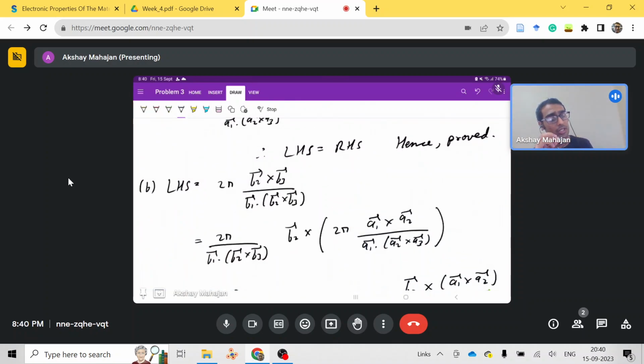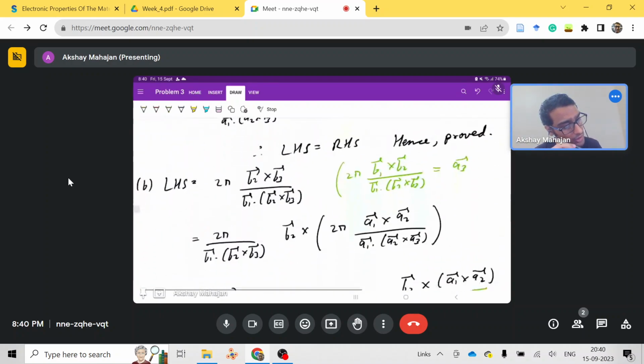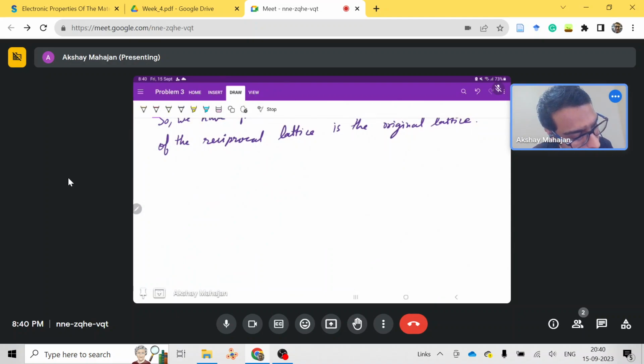So instead of taking b2 vector cross b3 vector, you can try out 2 pi times b1 vector cross b2 vector divided by b1 vector dot b2 vector cross b3 vector, and you can check that this will come as a3 vector. Similar to b3 vector being a1 vector cross a2 vector, we will get the a3 vector. Okay, so this kind of thing you can do on your own. So these two things, do it yourself. Okay, DIY.